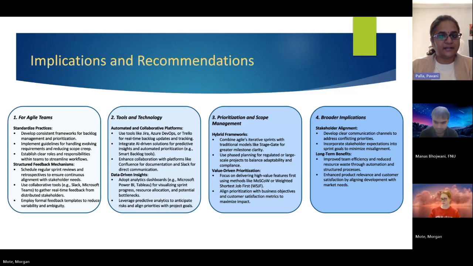So finally, we highlighted the broader implications of these recommendations. Streamlined communication through collaborative tools improves alignment among team members and stakeholders, while automation reduces manual effort, allowing teams to focus on delivering value. These practices not only improve efficiency, but also minimize waste and enhance the relevance of the final product to the end users. Next slide, please.